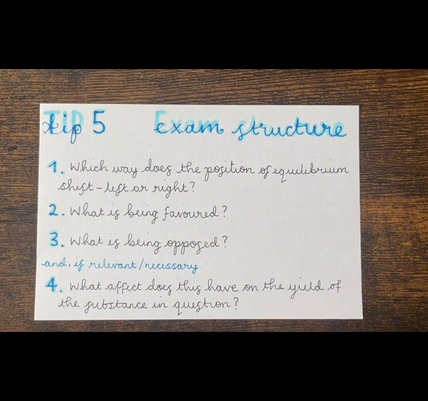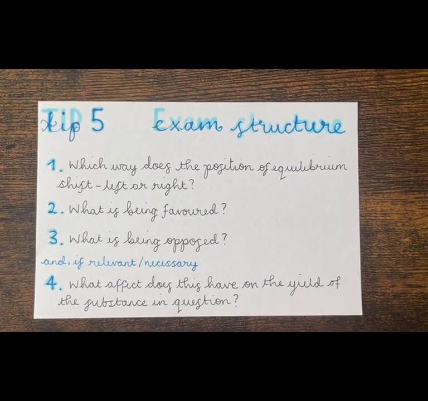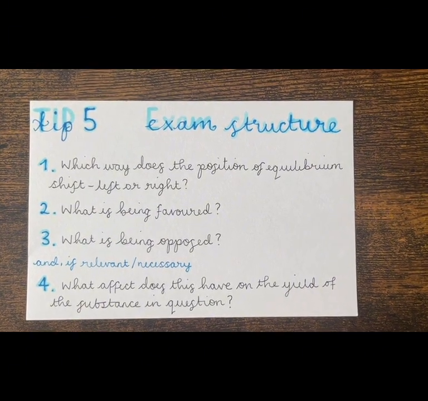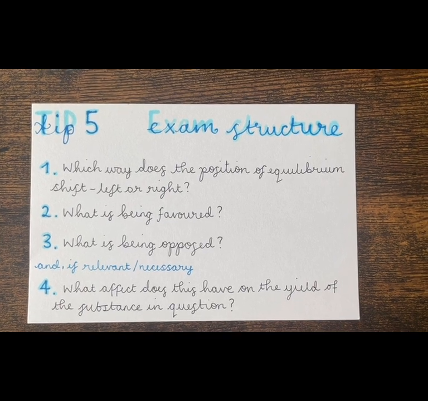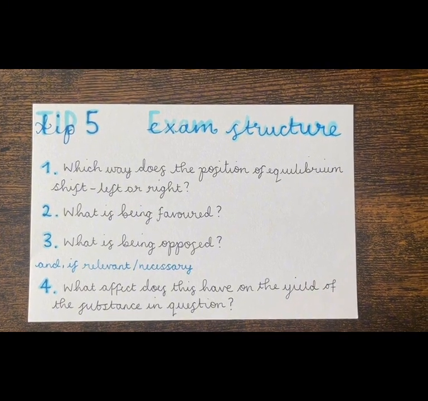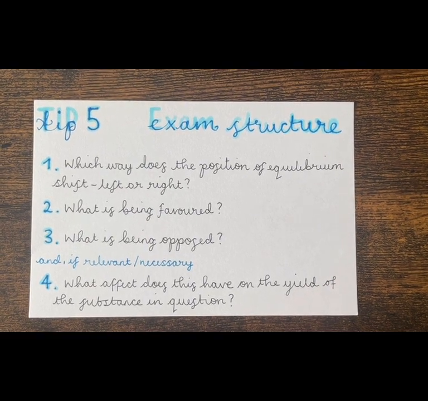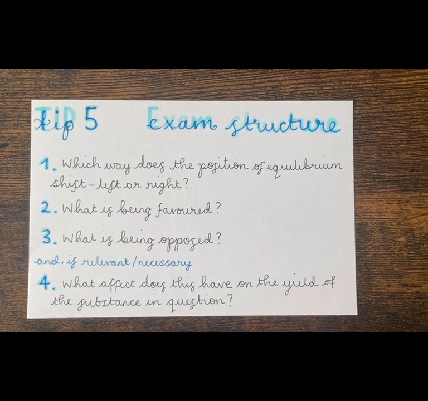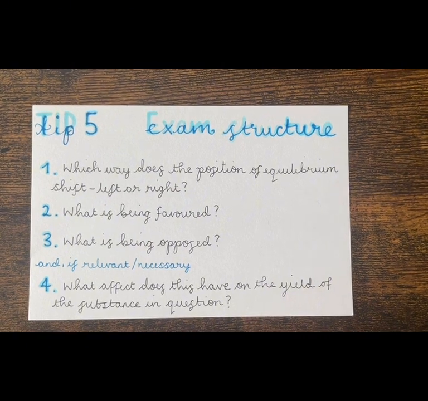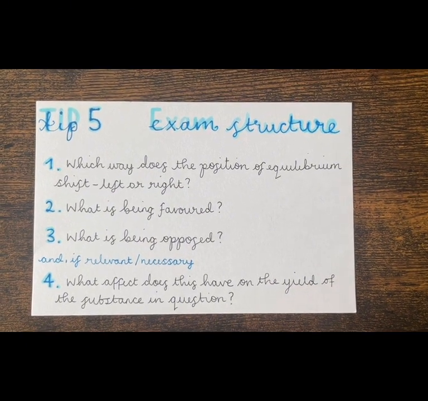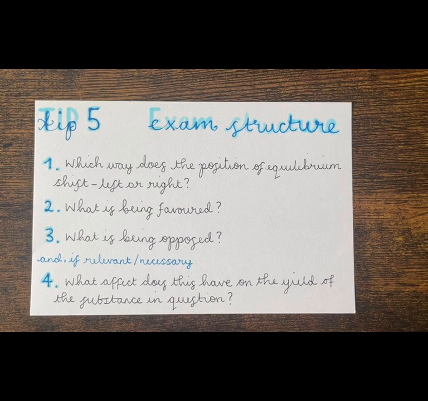So for example, my answer might say, the yield of product will be increased in this reaction because the position of equilibrium is going to shift to the right. This is because increasing the pressure favours the side with fewer moles of gas, and this happens to oppose the increase in pressure.